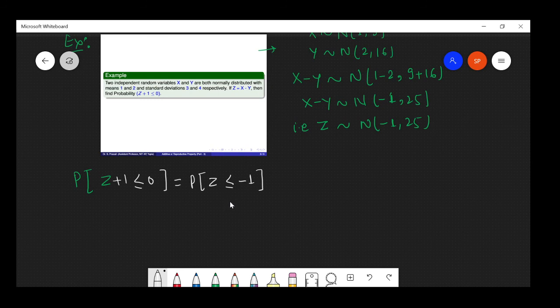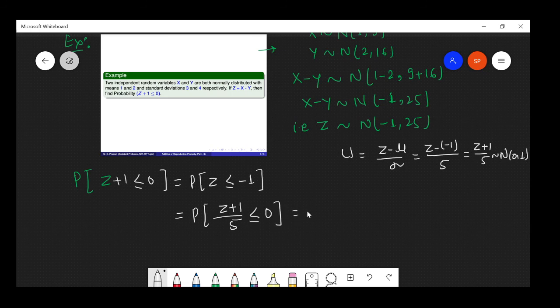Now we use the transformation: U is equal to (Z minus mu) by sigma. Here mu is minus 1 and sigma is 5, so (Z plus 1) by 5 follows the normal distribution N(0, 1). Now we convert: the probability of (Z plus 1) by 5 less than 0, that is the probability of U less than 0. In the table we put U equal to 0, and the area is 0.5. This is the answer to this question.